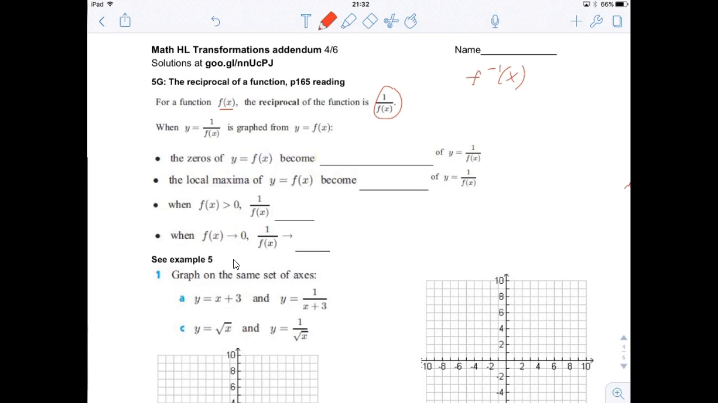For the inverse, you do variable interchange: you switch the inputs and outputs, the x's and y's, and you make kind of like a reverse function of the original function. The reciprocal function is simply putting 1 over the function. Okay.